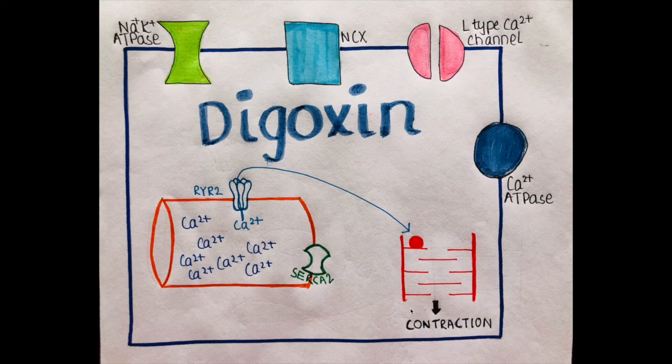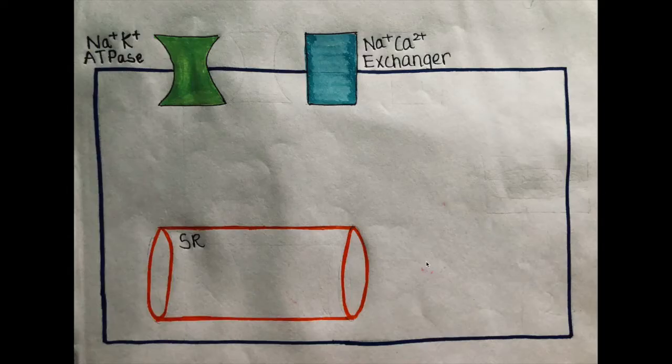In this video, we will discuss the mechanism of action, that is how digoxin acts on the cardiac cells and causes increased contraction. First, let's talk about a normal cardiac cell, how it functions during contraction and relaxation. As you can see, this is a normal cardiac cell. The green one is the sodium potassium ATPase, and the blue one is the sodium calcium exchanger.